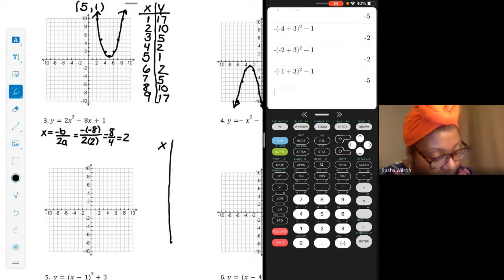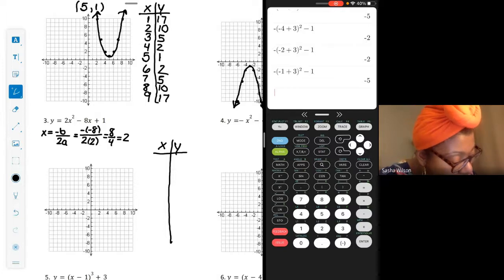So just like we did for the first two problems, we're going to make a table of values, and we know that our vertex will be when x is 2. We'll pick some numbers that are smaller than that and numbers that are bigger than that and plug them in.